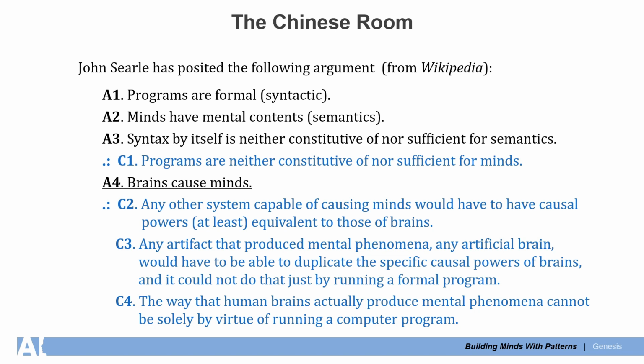Brains cause minds, therefore, any other system capable of causing minds would have to have causal powers at least equivalent to those of brains. Therefore, any artifact that produced mental phenomena, any artificial brain, would have to be able to duplicate these specific causal powers of brains, and it could not do that just by running a formal program. Therefore, the way that human brains actually produce mental phenomena cannot be solely by virtue of running a computer program.